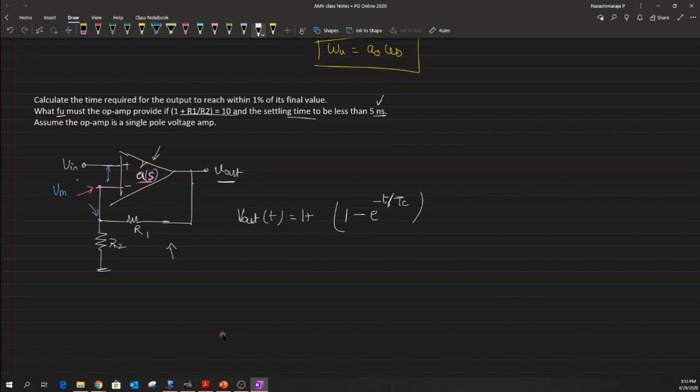So which is 1 plus R1 by R2, which is nothing but the 1 upon beta factor, and we know that this quantity is basically the value of 1 here, okay.